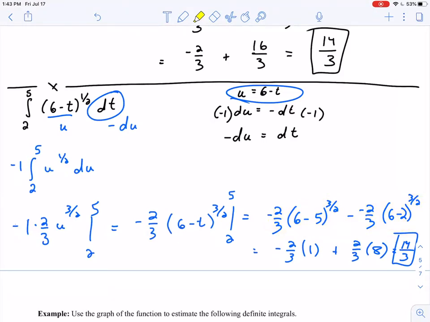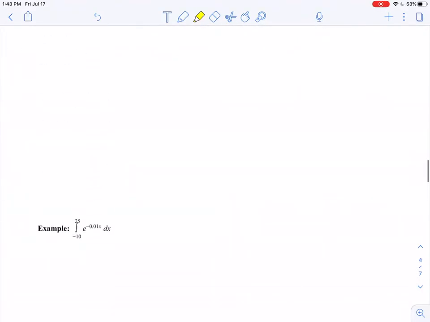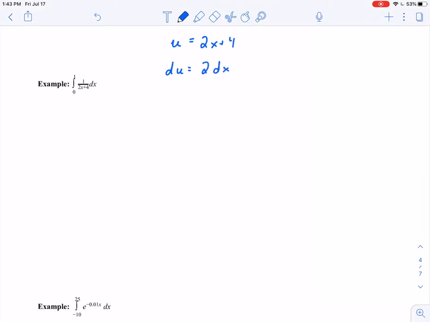So let's look at a couple more examples using substitution. Do a couple more here. So here I have the definite integral from 0 to 1 of 1 over 2x plus 4 dx. So let's see, I'm going to pick u equal to 2x plus 4. And I'm going to pick du then, the derivative of 2x plus 4, that'll be 2 dx.